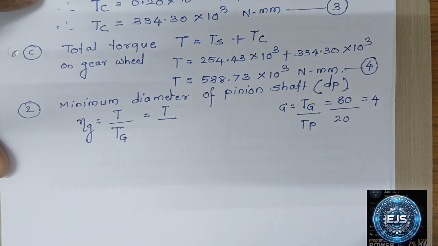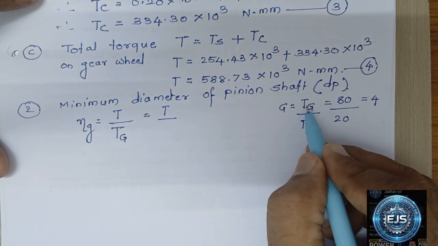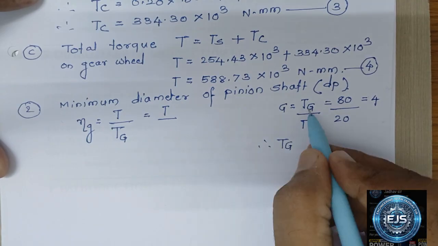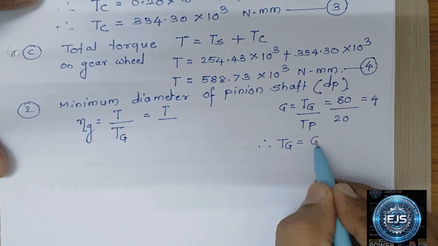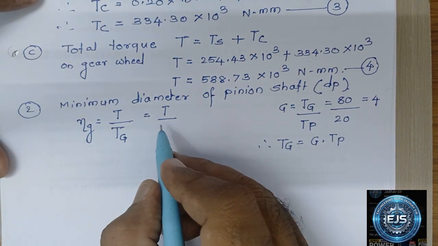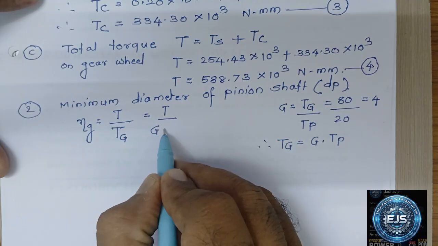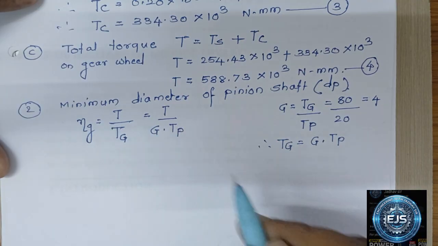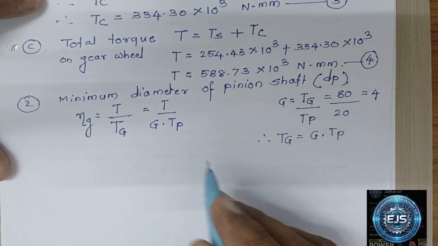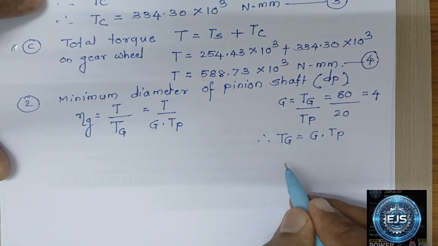Gear ratio is 4. So we can express Tg in terms of Tp: Tg, the torque on a gear wheel, is equal to gear ratio G times Tp, the torque on a pinion. So we can now calculate the torque on a pinion.